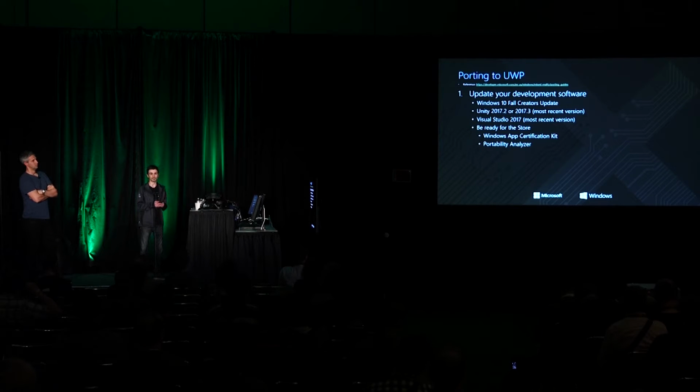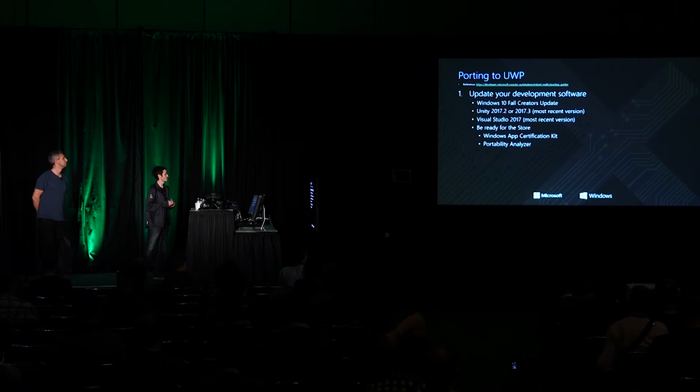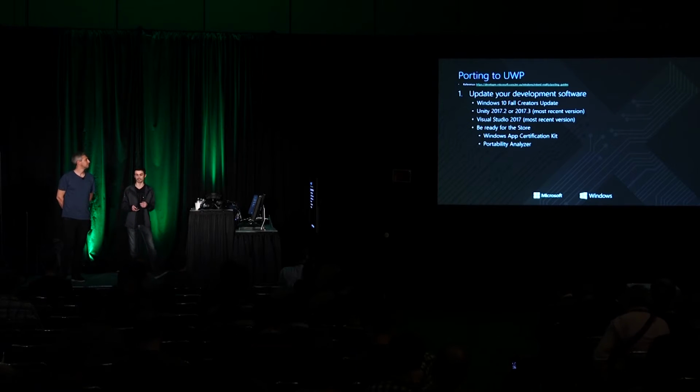First, of course, you want to make sure you have updated your software to everything you need to develop. Windows 10 Fall Creators Update is the right starting point, and you'll need to make sure you're using the versions of Unity and Visual Studio that are listed there on the slide, and some applications that you can use to make sure that when you do have everything running, it'll be able to go into the Microsoft Store. We've got the Windows Application Certification Kit, people call it WACK. You'll want to run that early and often just to make sure that everything is going to work. And then the portability analyzer can help you to find other issues if they come up as part of your submission process.